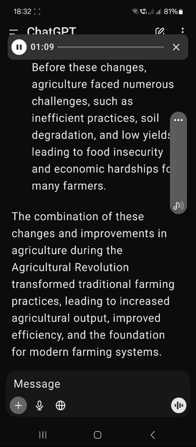Causes of the agrarian revolution. 1. Lack of crop rotation technique. The absence of crop rotation in the old agrarian system led to soil depletion and decreased agricultural productivity, necessitating a shift towards innovative farming methods.